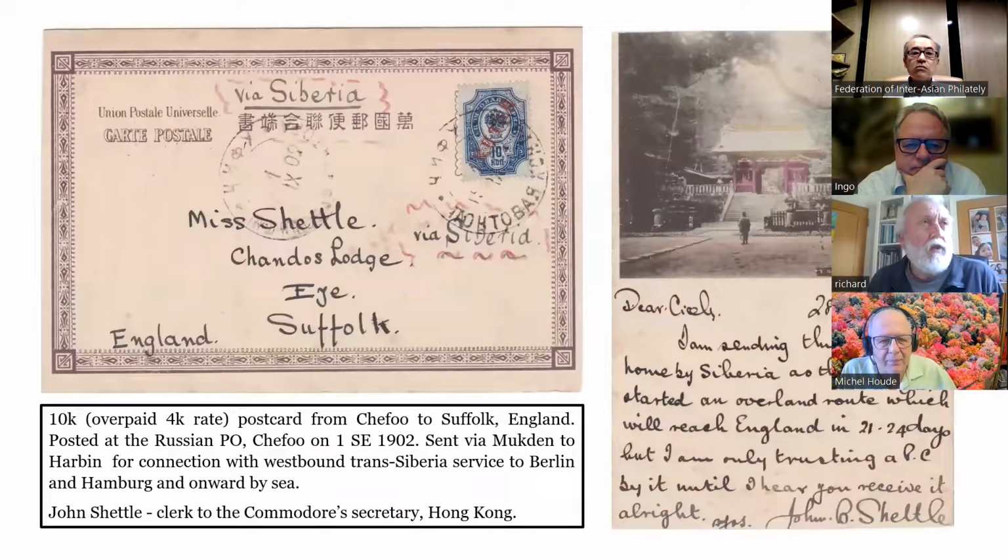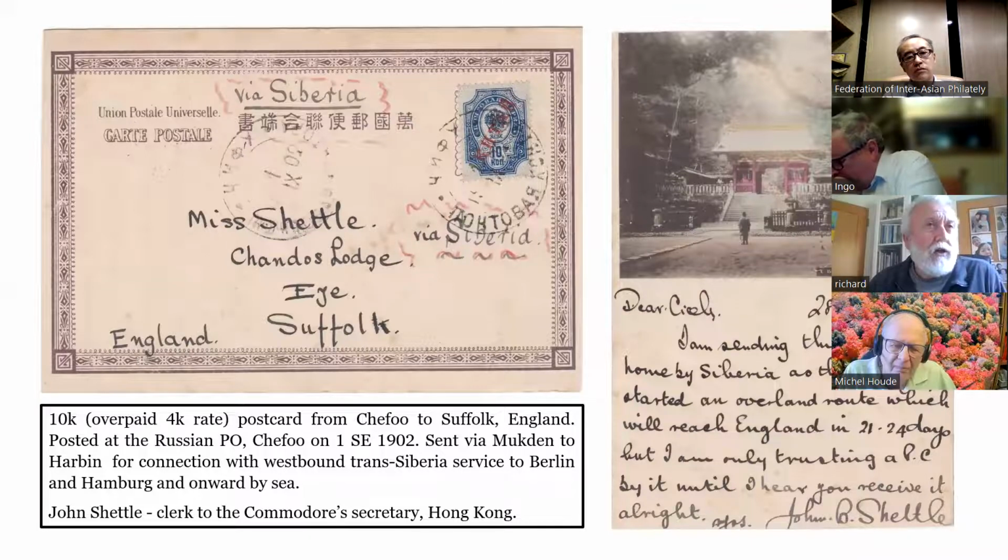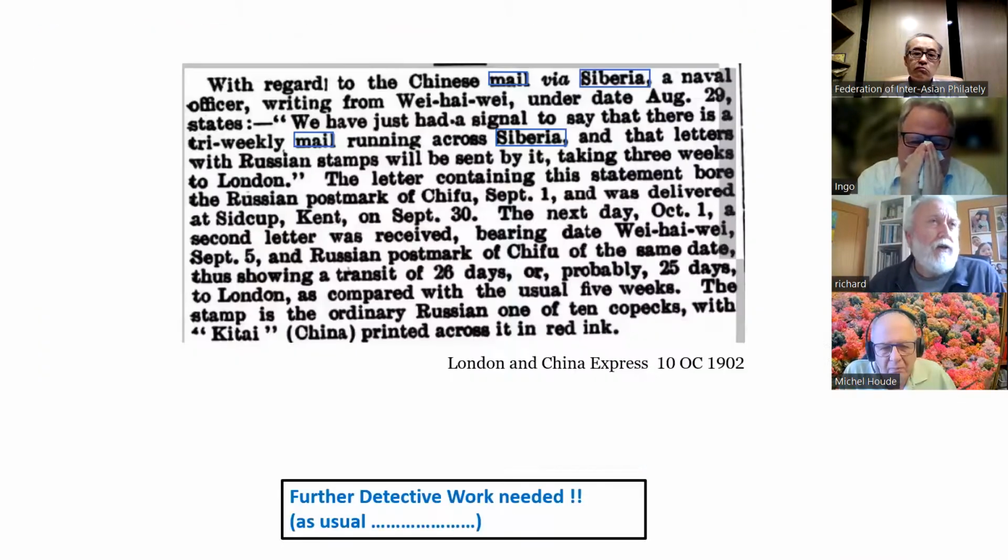If we go back to this one, then this one is also Chifu, the 1st of September, 1902, through to Suffolk. It has the 10 kopeck stamp on it. Actually, postcards could be sent by 5 kopecks then, I think. But my guess is that nobody knew very much about what the rates were, and they just stuck 10 kopeck stamps on everything. So that's a precursor which I picked up quite recently, which I need to look into much further, as mentioned at the bottom.